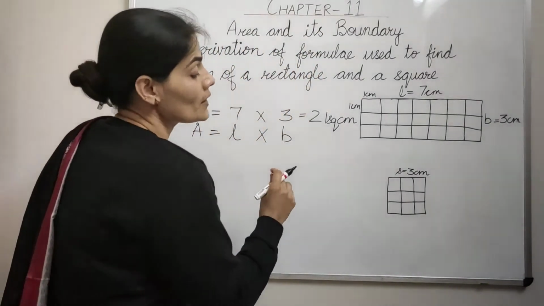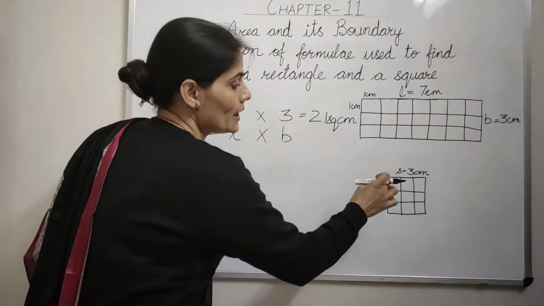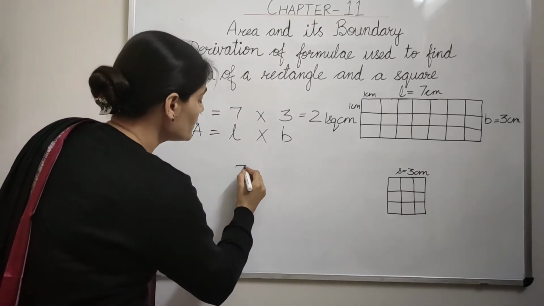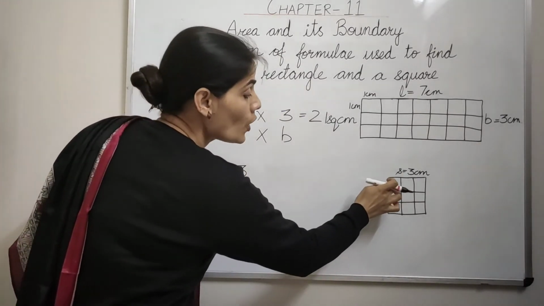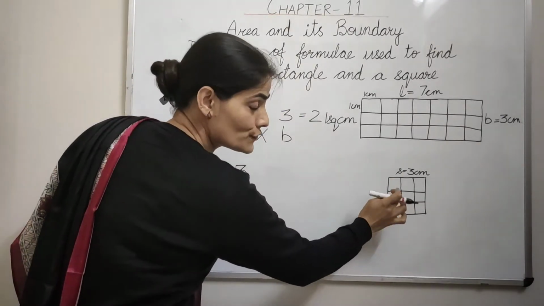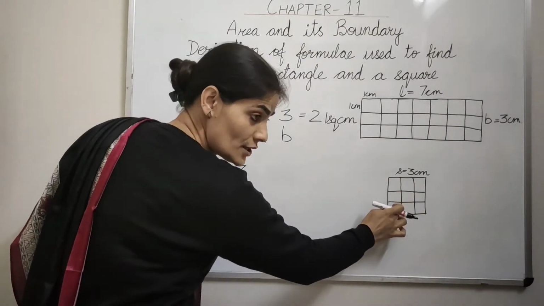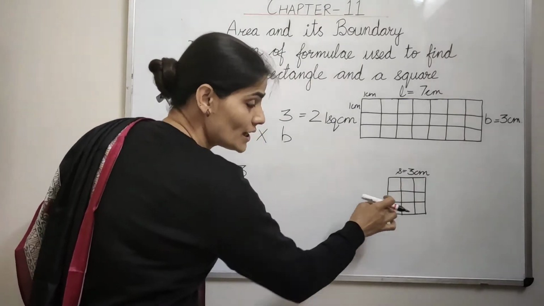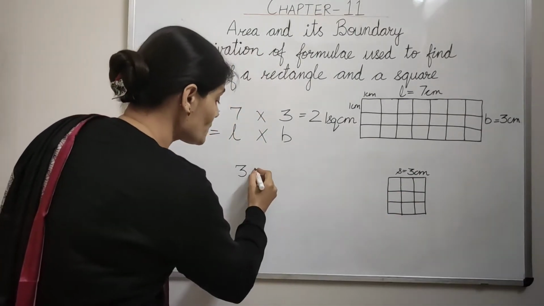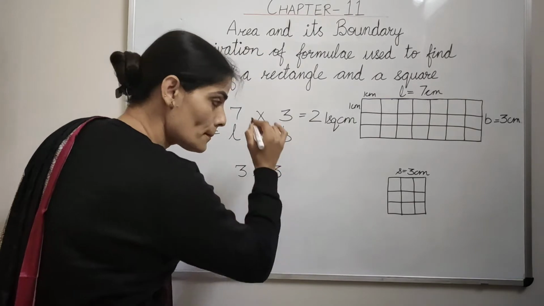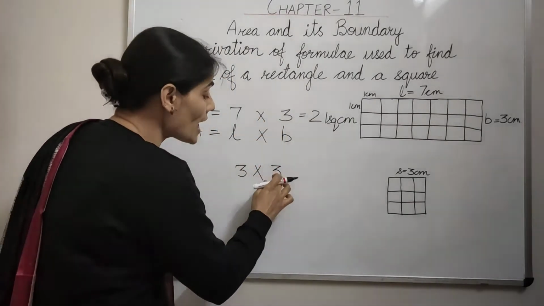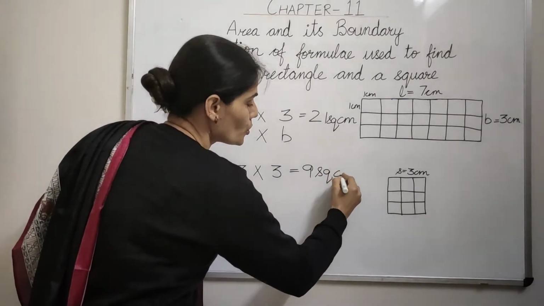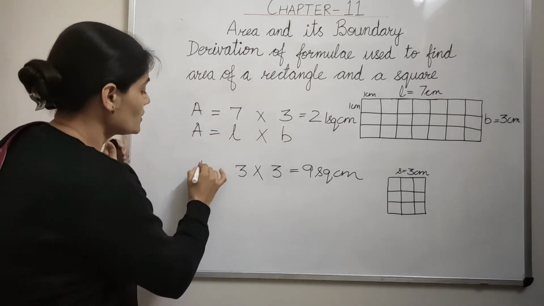Now let's see how we can do it quickly. How many squares are there along this side? There are 3 squares. And how many such rows do we have of 3 squares? We have got 3 rows. If in one row we have 3, in 3 rows we'll have more, and when we expect the answer in more, we multiply. So 3 times 3 gives us 9 square centimeter.